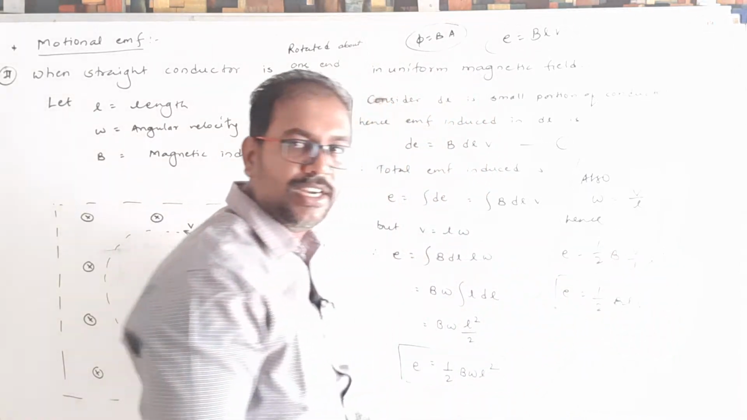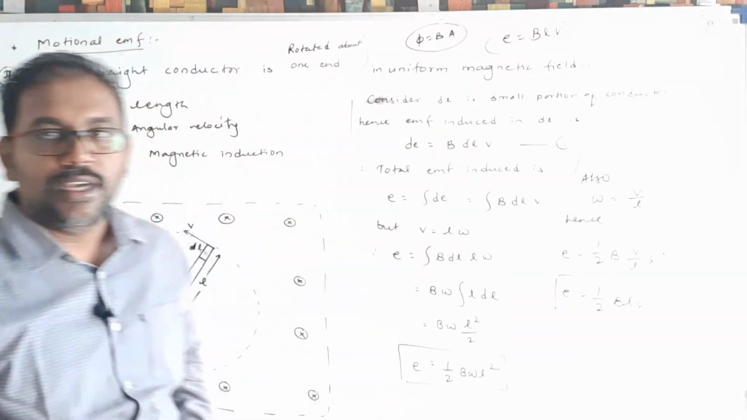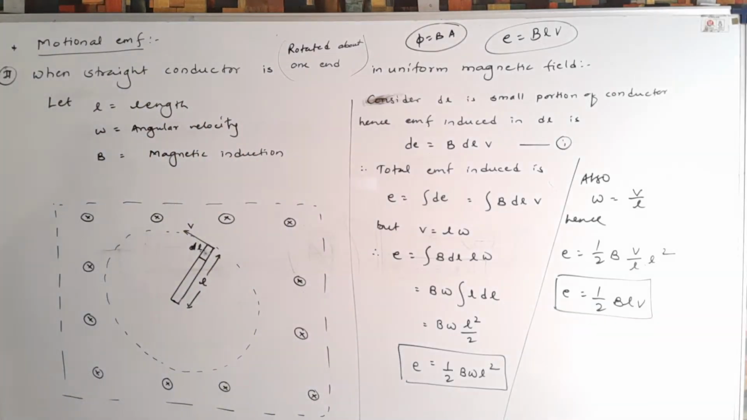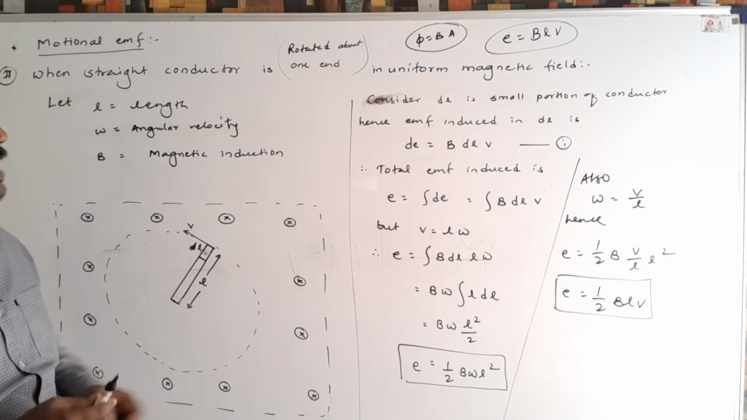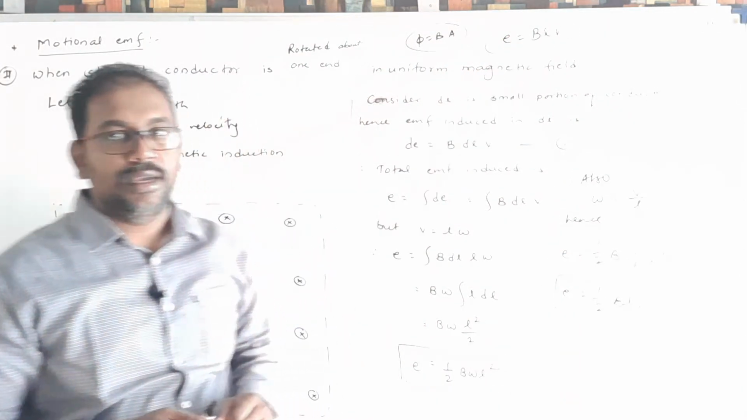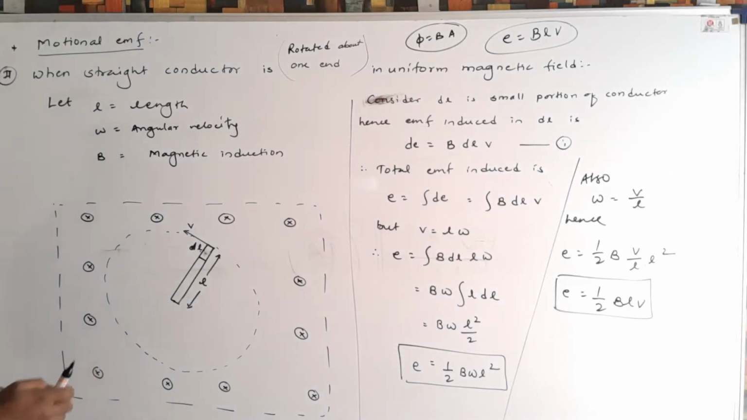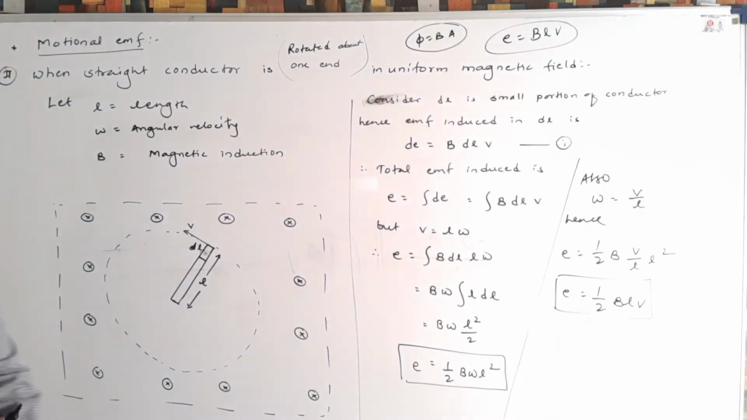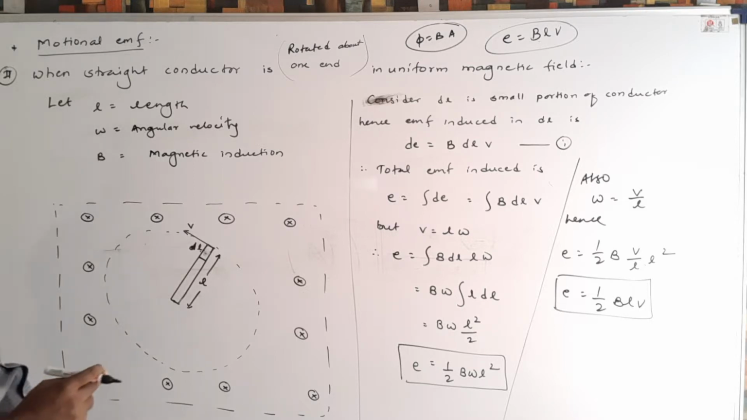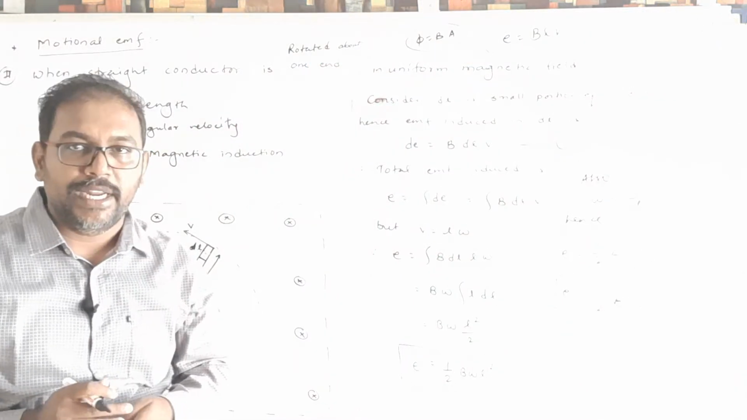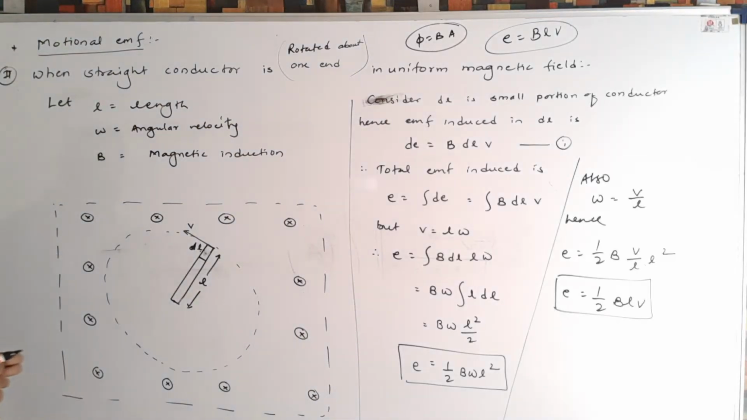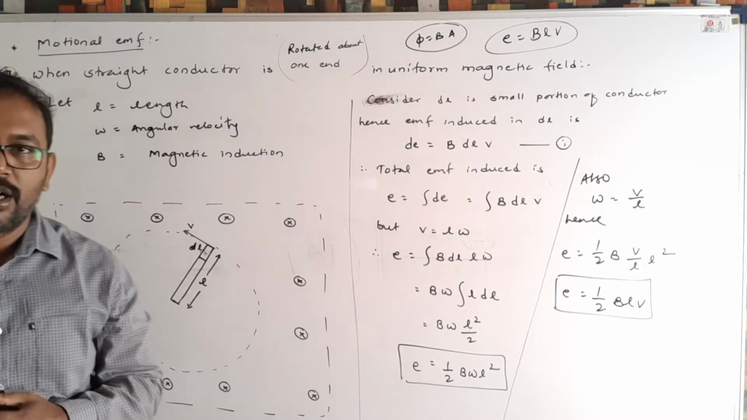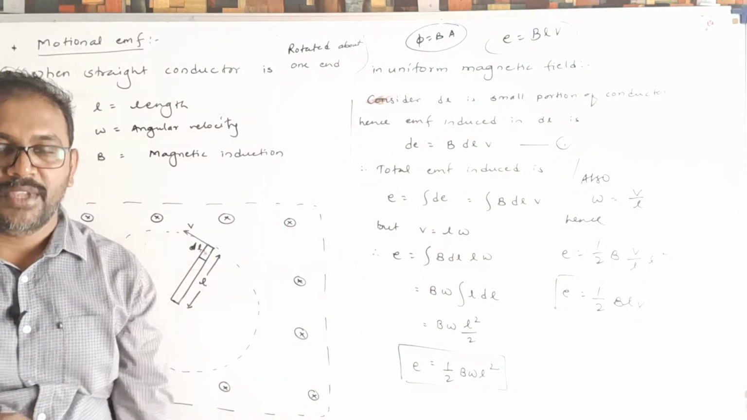You know that when a straight conductor is moved in a uniform magnetic field, the EMF induced is BLV, E is equal to BLV. But when it is rotated about one end, then the EMF induced is half BLV. I hope everyone understood this article: when a straight conductor is rotated about one end, how much EMF is induced in that conductor. You can see in the exercise, questions are asked based on this article.